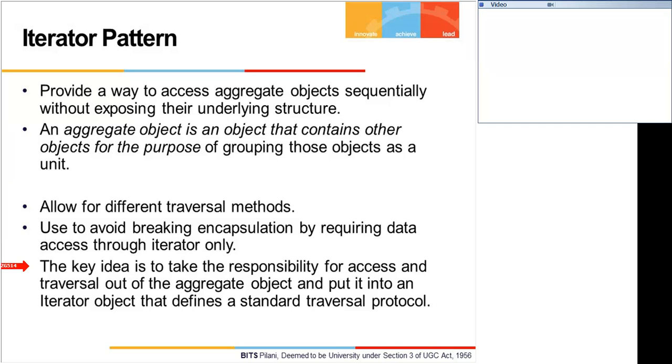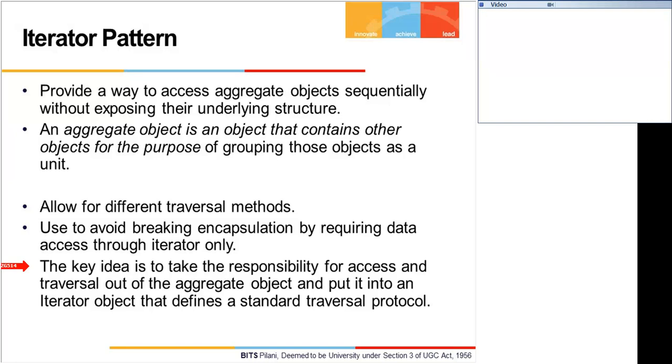So my aggregate object, which aggregates various objects, which is a data structure kind of an object which includes within itself the other objects, should not be troubled to provide traversal processes as well, right? The aggregate object is only responsible for aggregating and storing those objects within itself.